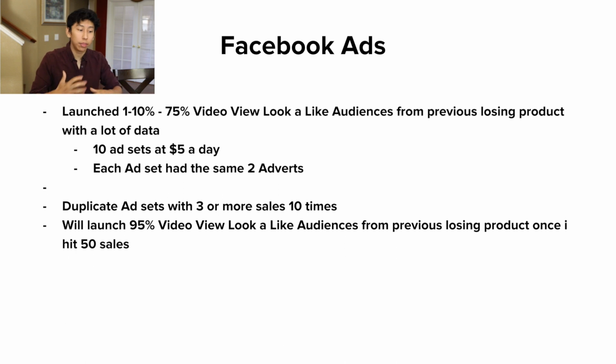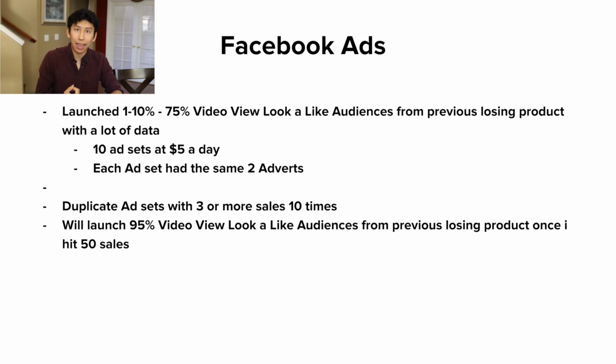The next thing, how I run the Facebook ads and how I actually launch them. I launch 1 through 10%, all of them, so 10 ad sets. There's 75% video view lookalikes from my previous losing product. Yes, I said losing product. So I tested out a product a couple days ago, and I spent like $1,000 on it, and it wasn't doing as great as I expected. So I used that data, the video view lookalikes, because it's a similar product, and actually launched this new product with those 75% video view lookalikes.